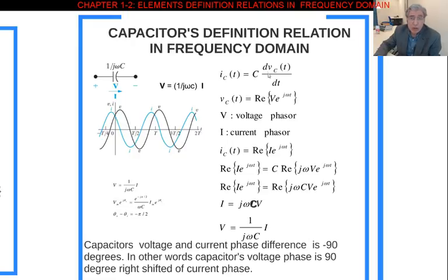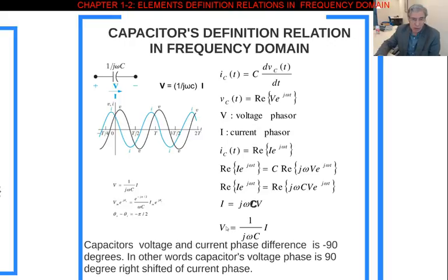We are going to take the derivative of the voltage, so we take the derivative of this. If you take the derivative of it, you end up with this, and then if you replace that C inside and do the operation that we have done for the inductor previously, you end up with this. So if you write it, V equals 1 over j omega C times I. How are we going to read it? The definition relation of a capacitor in the time domain becomes this in the frequency domain in terms of phasors. That V is the capacitor voltage phasor, that I is the capacitor current phasor, and the relation between those two phasors is this. So that is also the definition relation.